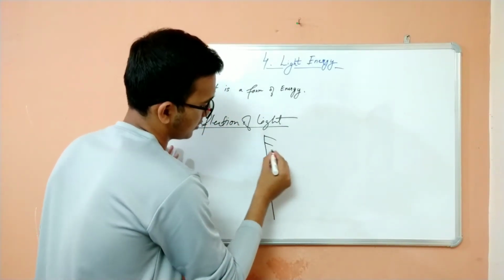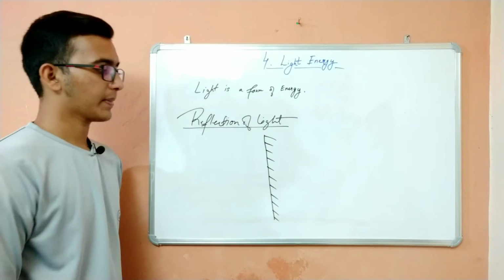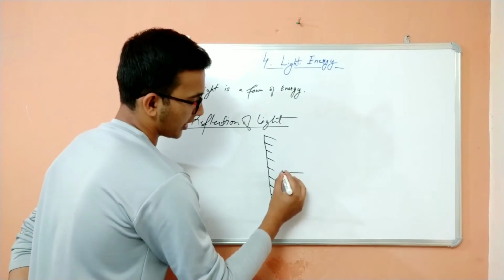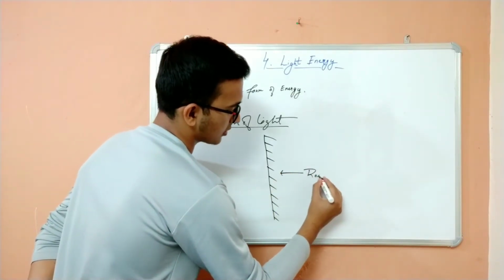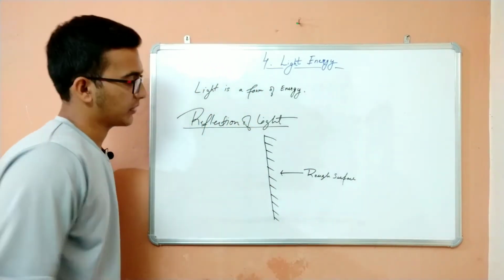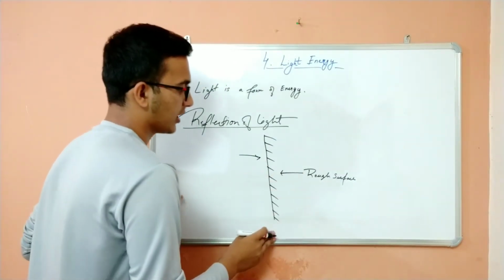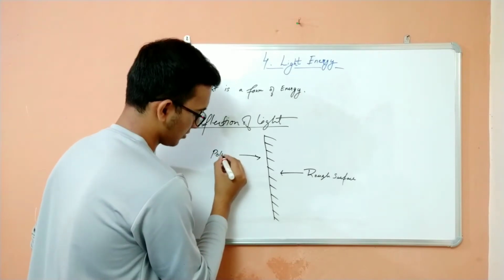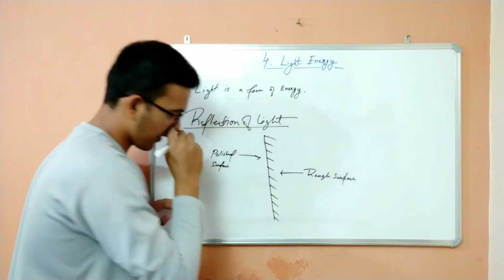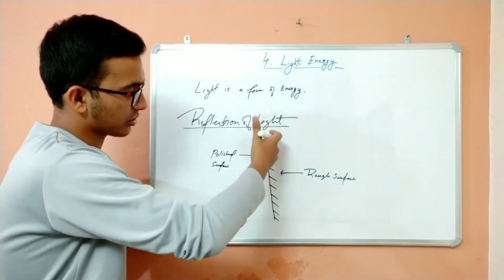Suppose this is a mirror. Whenever we draw the image of a mirror, we draw it like this. This side is known as the rough surface. This is the back side of the mirror. Whereas this side, where there are no such lines drawn, is called the polished surface, where you basically find your reflection. You see your own reflection over here.